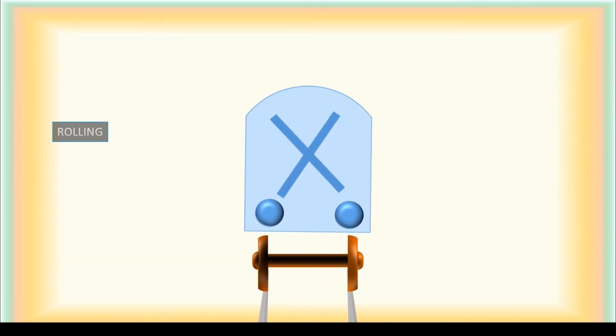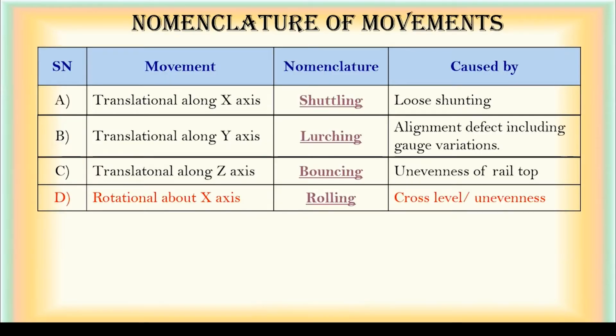This is rolling, in which rolling stock is rotating about the longitudinal axis. And why can this happen? You can appreciate it is mainly due to cross-level defects. If cross-level defects are there, or any defect in the suspension system of the rolling stock, or any difference in the diameters of the vehicle wheels, then only this oscillatory movement will be possible.